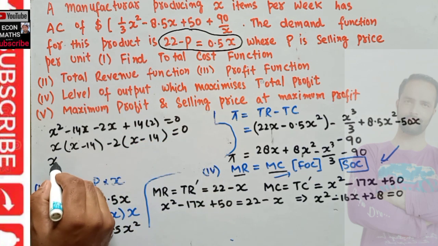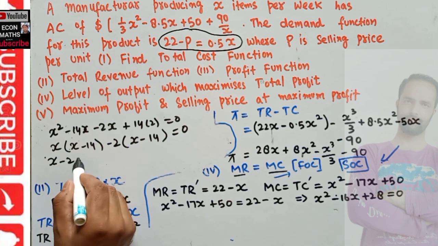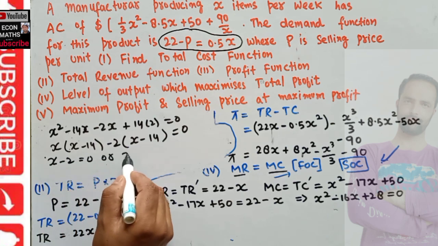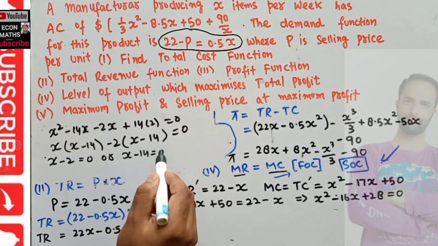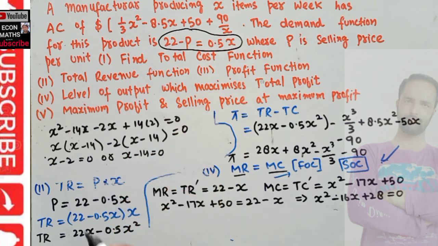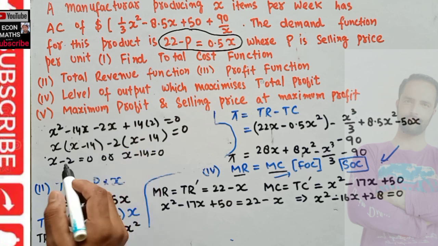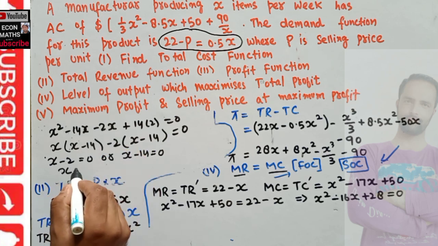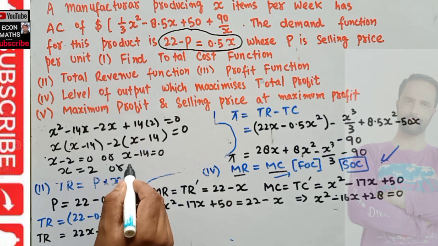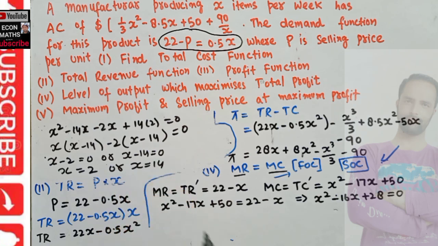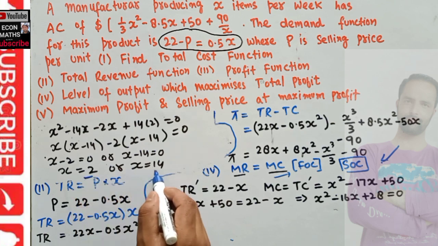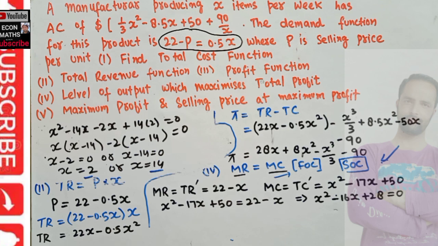So it means either x minus 2 is equal to 0 or x minus 14 is equal to 0. I am just skipping some steps, you know it very well, how we solve the quadratic type equation. So x is equal to 2 or x is equal to 14. Okay, so we got two output levels here. That means we got two critical points. Okay, so we need to find out which of these two points actually maximizes our profit.